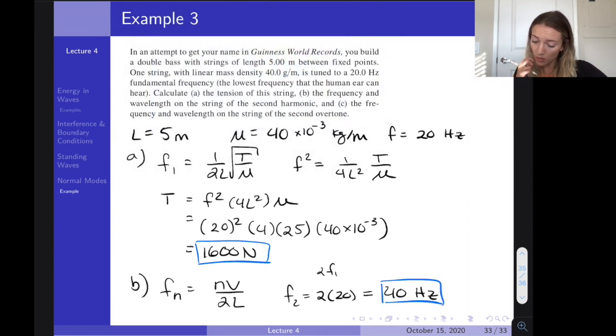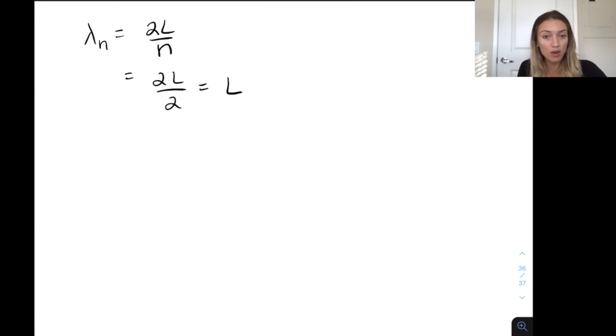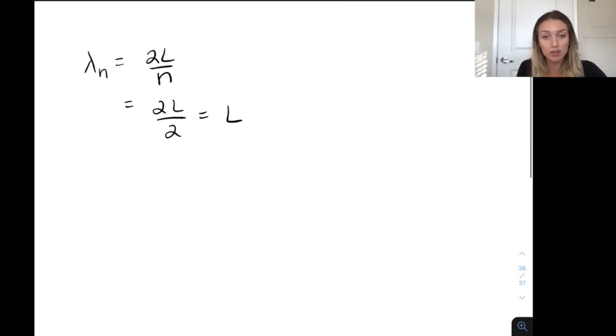And then we also want to find the wavelength associated with this. The formula for the wavelength was lambda n equals 2L over n. So here we're looking for n equal to 2. You can see if we plug in 2, we just get that lambda is equal to L. And we know L already, right? They said that L was 5 meters. So our wavelength for the second harmonic is just 5 meters.